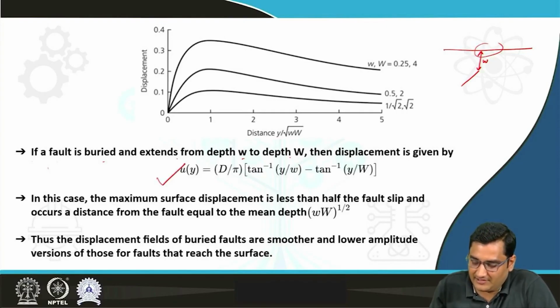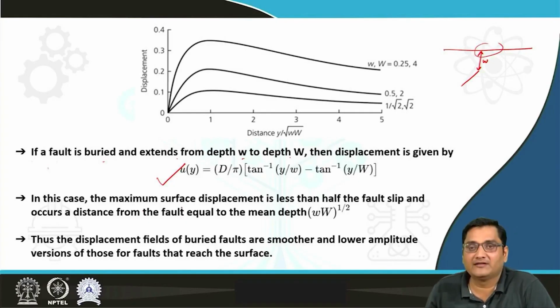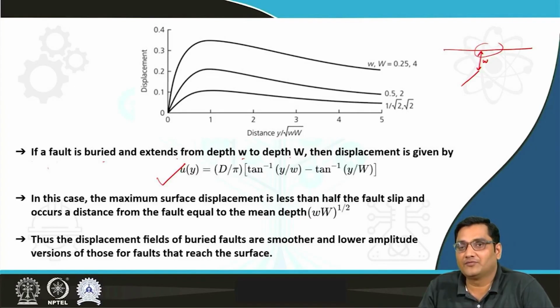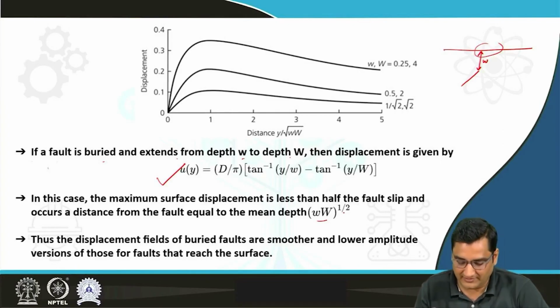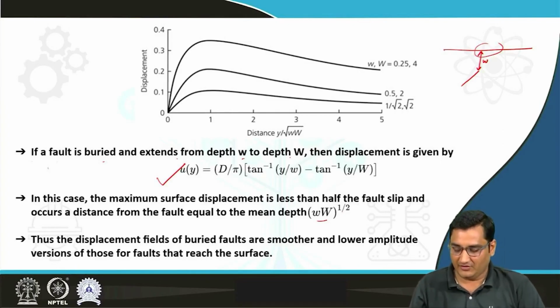In this case, the maximum surface displacement is less than half the fault slip and occurs at a distance from the fault equal to the mean depth, that is capital W small w to the power 1 by 2. Thus, the displacement fields of buried faults are smoother and lower amplitude versions of those for faults that reach to the surface.